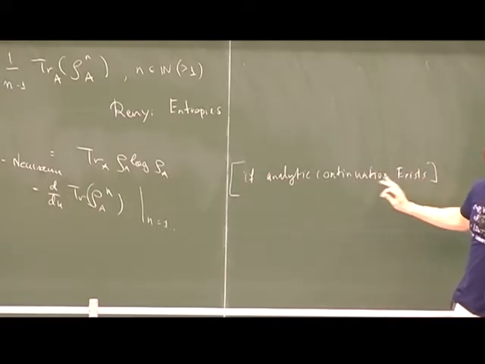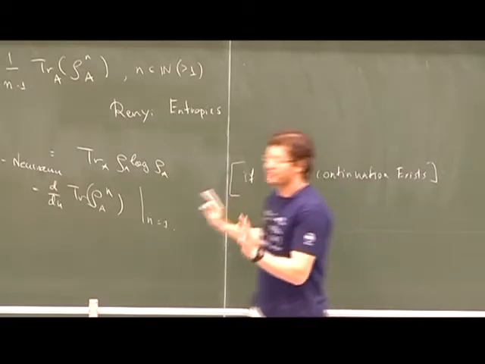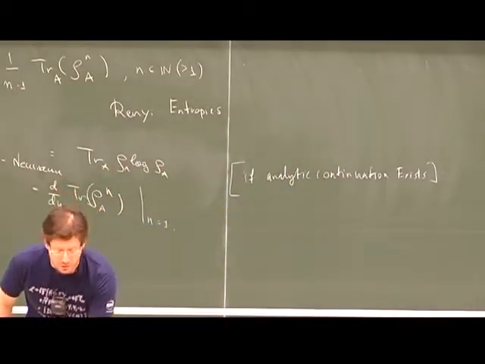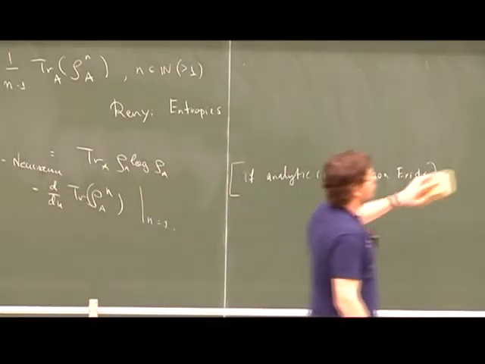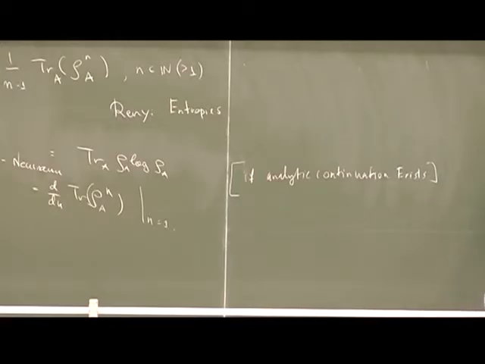I just want to say that there are some computations in which it's not even clear how to analytically continue to n going to 1 and compute the von Neumann entropy. The von Neumann entropy is more subtle, but the Rényi entropies exist.